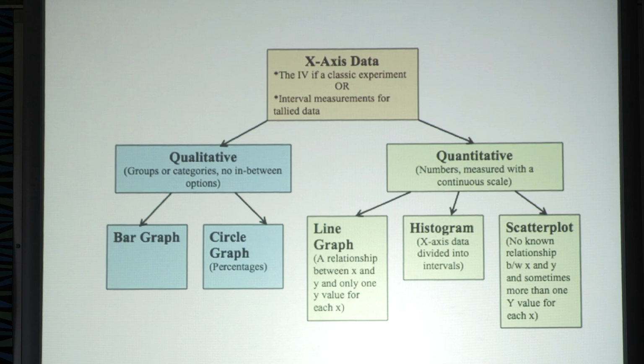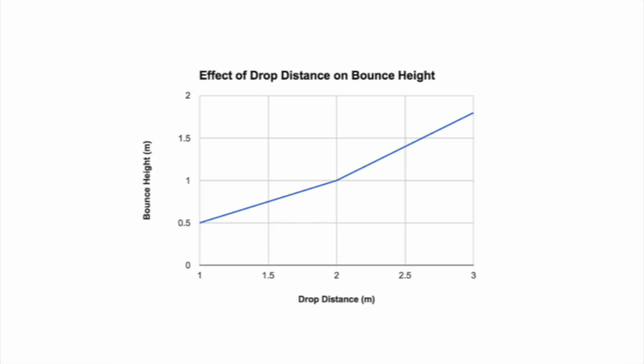Looking at our graphic, we see that we have identified our IV as drop distance, which is measured with a ruler or a meter stick, both of which have a numerical scale. Our IV is therefore quantitative. Next, we see that our IV is specific numbers and not intervals, so a histogram is ruled out. Finally, there is an expected relationship between the drop distance and the bounce height, so the correct choice is a line graph.